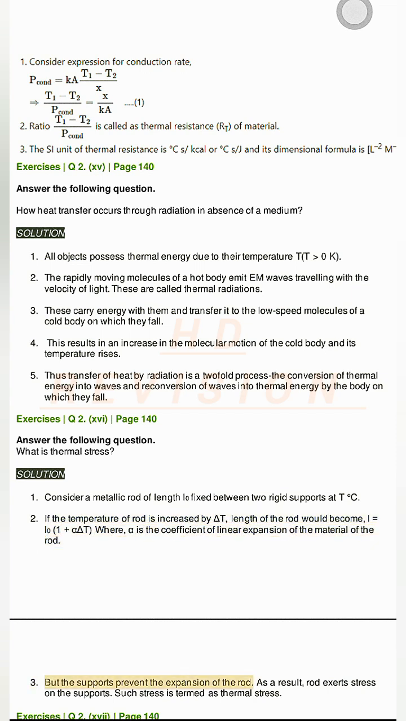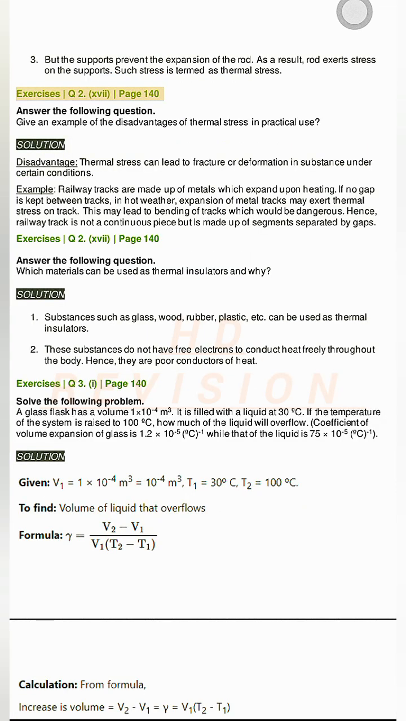3. But the supports prevent the expansion of the rod. As a result, the rod exerts stress on the supports. Such stress is termed as thermal stress. Exercises Q2. XVI, page 140. Answer the following question. Give an example of the disadvantages of thermal stress in practical use.